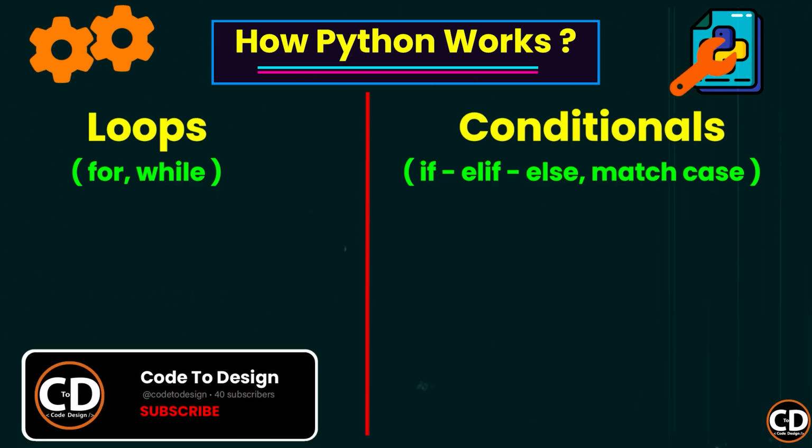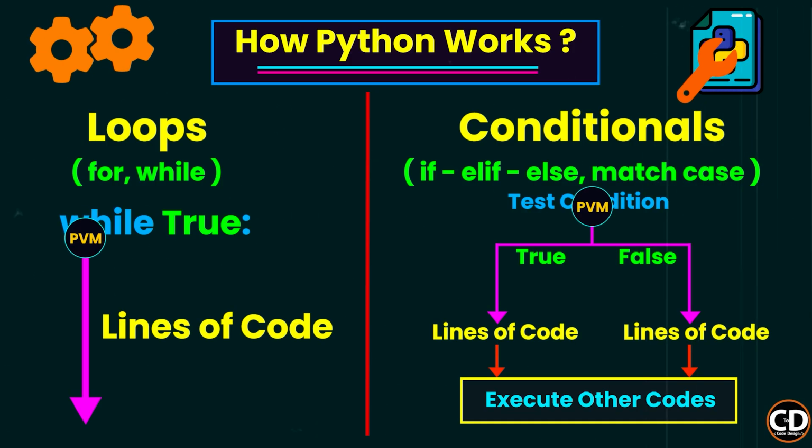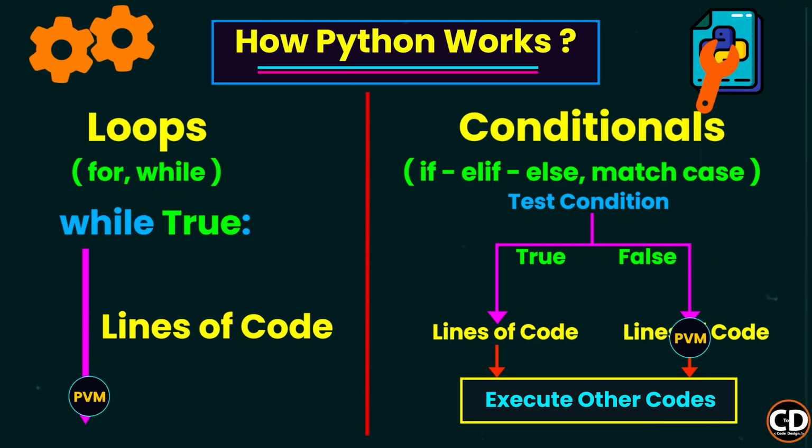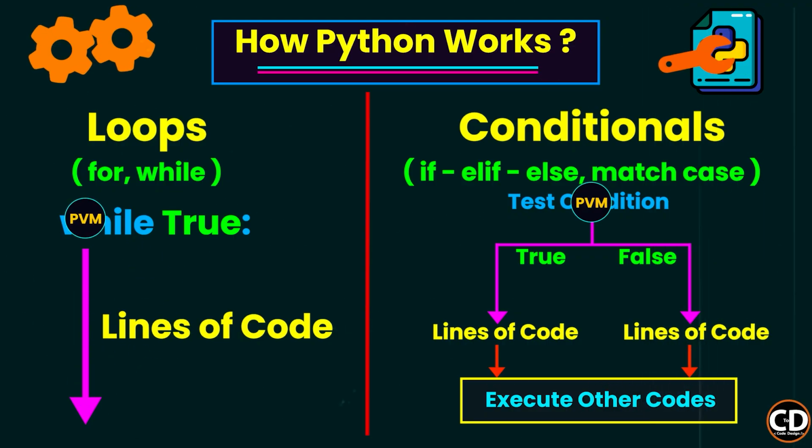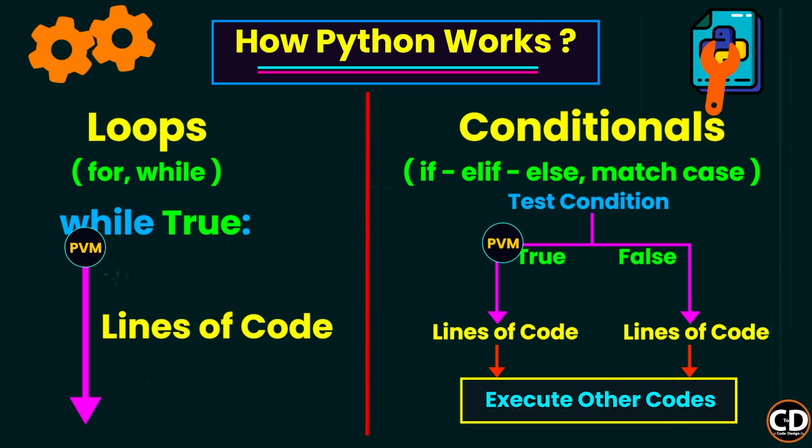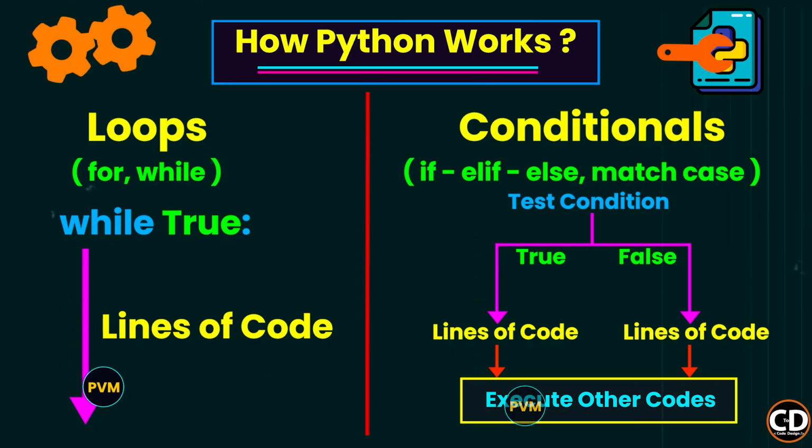Loops and conditionals. Loops and conditionals are common control structures in Python. Loops allow us to repeat a block of code multiple times, while conditionals let us execute different blocks of code depending on certain conditions. When our code contains loops or conditionals, the PVM evaluates the conditions and executes the appropriate block of code based on the logic we've written.